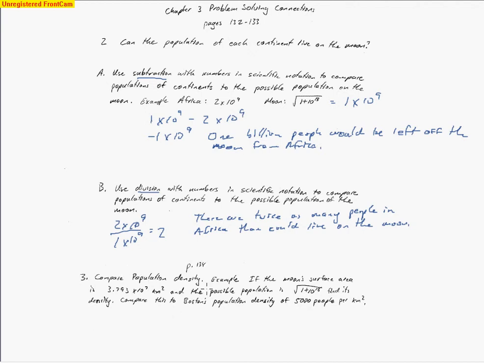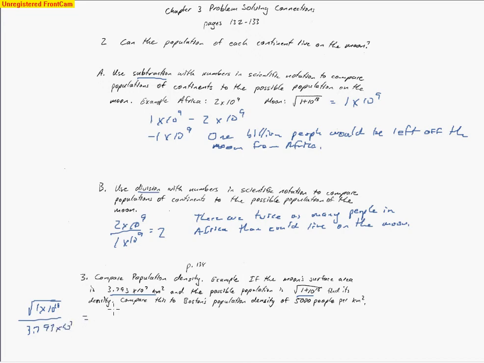So the density is how many people can fit in a certain area. And so it talks about, for example, if the moon's surface area is this, and they give us the surface area, and the possible population is this number, find its density. And so when we're trying to find density, density is people per kilometer squared in this case. So it's people per area. So we're doing the 1 times 10 to the 18th and taking its square root. And we're dividing by 3.793 times 10 to the 7th.